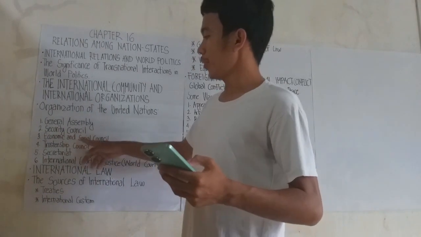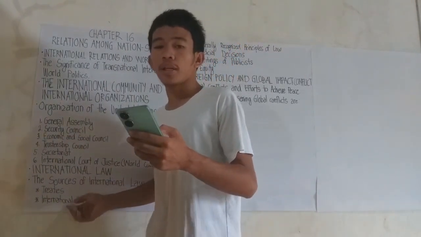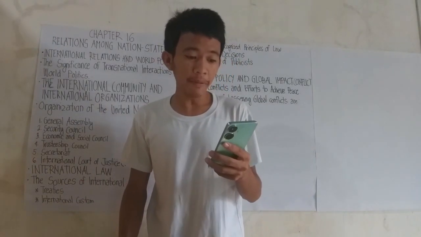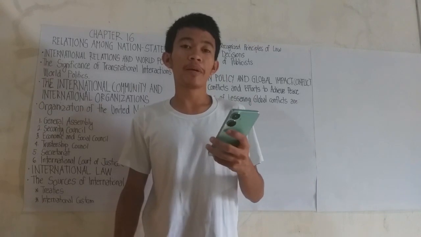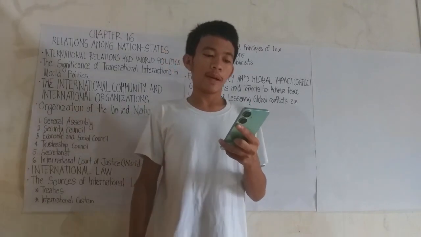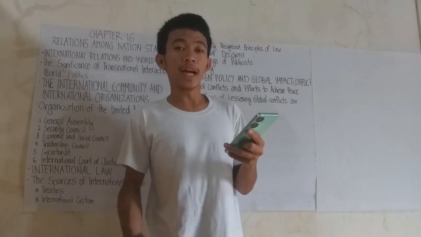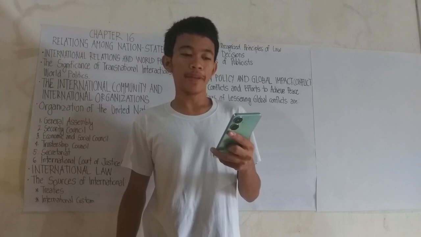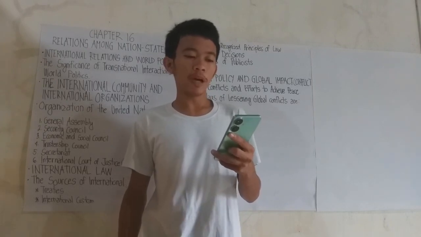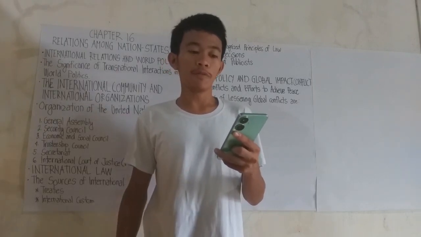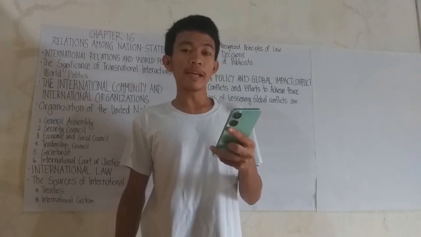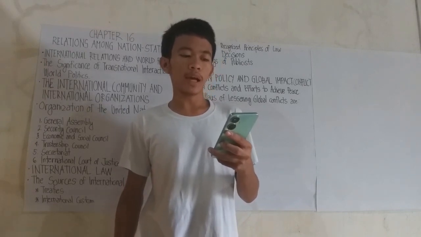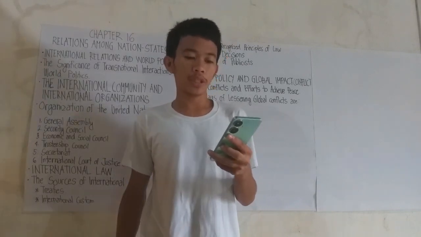Second is the Security Council. The Security Council is composed of 15 member states with 5 permanent members and 10 non-permanent members. The permanent members are China, France, Russia, the United Kingdom, and the United States. These 5 countries have the power of veto, which means they can block any substantive resolution even if it has the support of all other members.